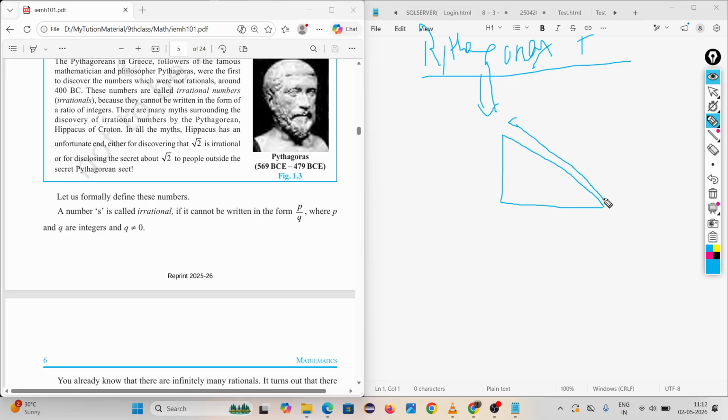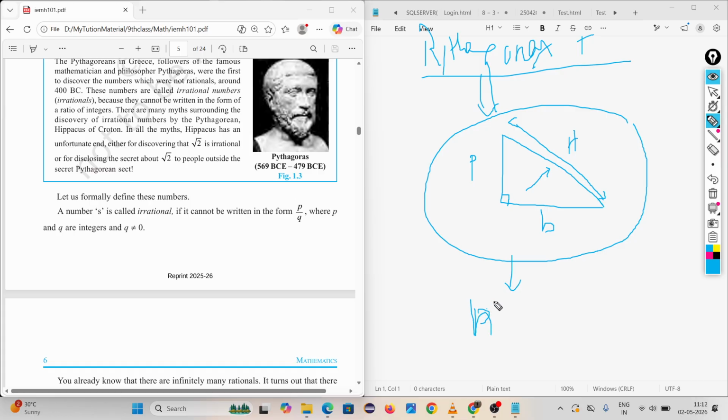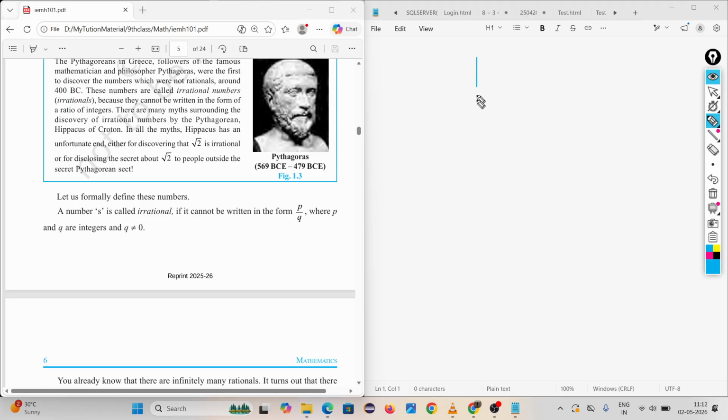In a right angle triangle, this larger side, the side in front of the right angle, is called the hypotenuse. This is called the perpendicular. This is called the base. Actually, there is a relationship between hypotenuse, perpendicular, and base, which was given by Pythagoras. The relationship is: the larger side squared is equal to the sum of the squares of the smaller sides. We are learning this concept because we require it now.